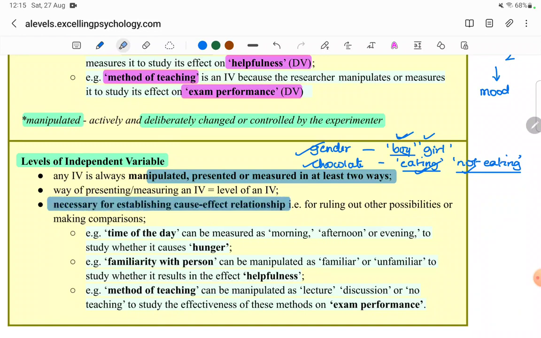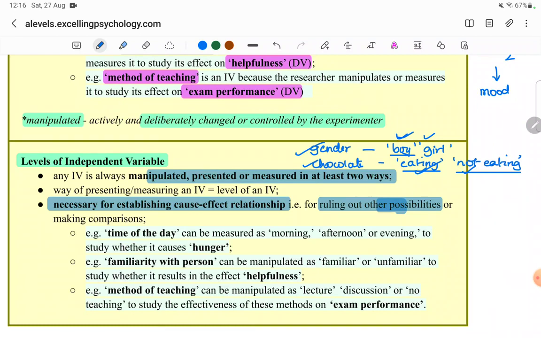There are at least two ways of presenting or measuring an independent variable for the sake of establishing a cause-effect relationship, so that the researcher can rule out other possibilities. What if you were to conduct an experiment on what effect chocolate has on mood, and you did not have a group which did not eat chocolate?